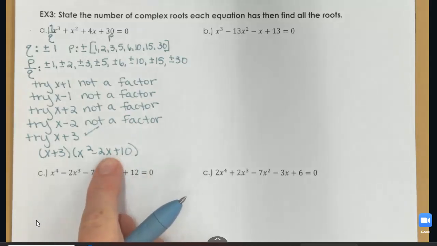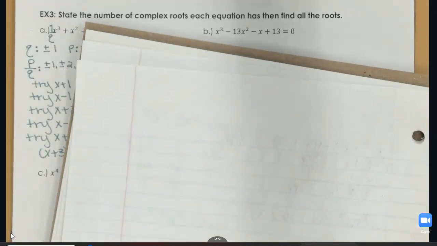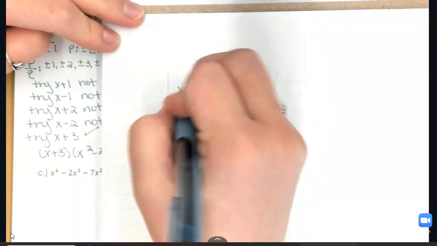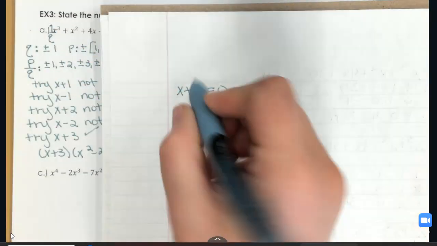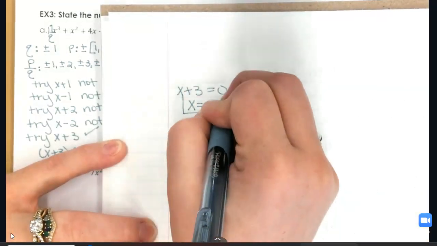So what I'm going to have to do to find my remaining 2 solutions is solve by some other method. So again, that can be quadratic formula, that can be completing the square. But what I am going to do now, and I'm going to do this work on scratch paper, is set each of those 2 factors equal to 0. So if x plus 3 equals 0, that one's easy. You just move the 3 over, and we have negative 3 as one of our solutions.